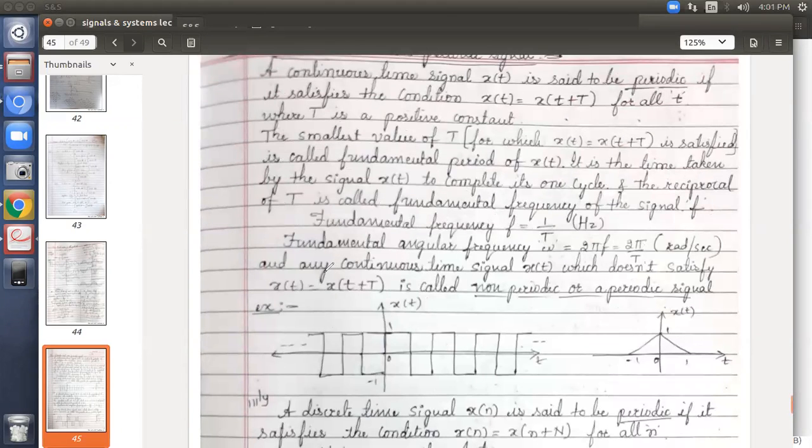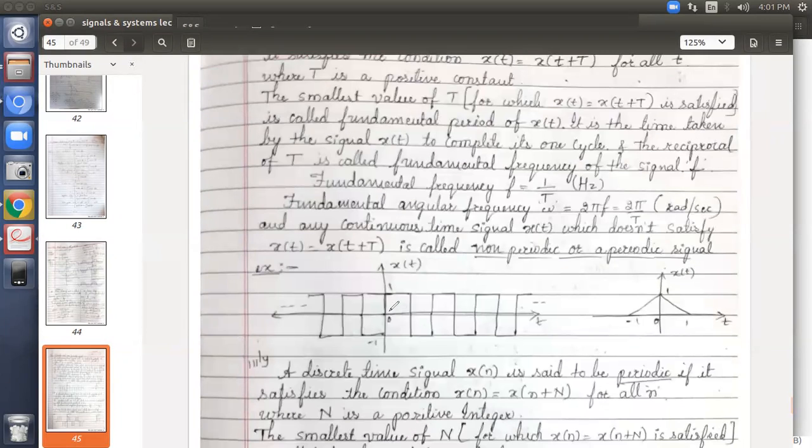And what is a non-periodic signal? It's very obvious. So when a signal doesn't satisfy this condition, this equation, signal repeat nahi hota hai, okay, then we call it non-periodic, or this is also a synonym, aperiodic, non-periodic or aperiodic signal.